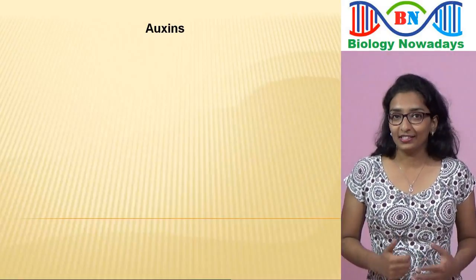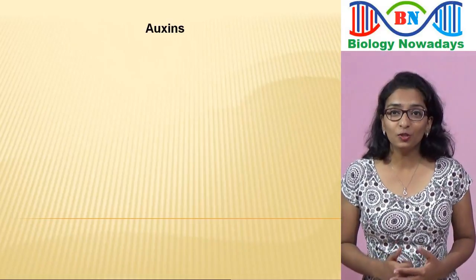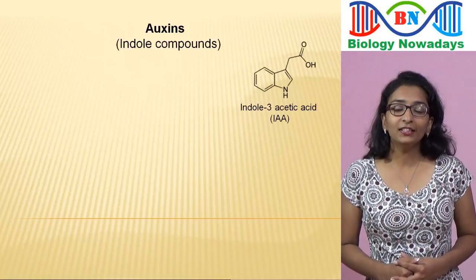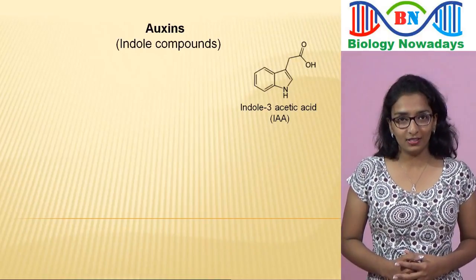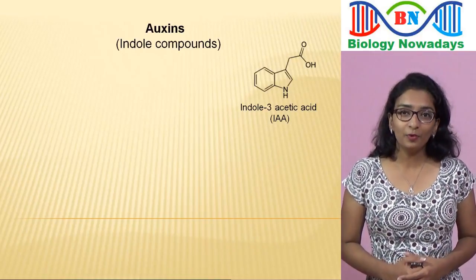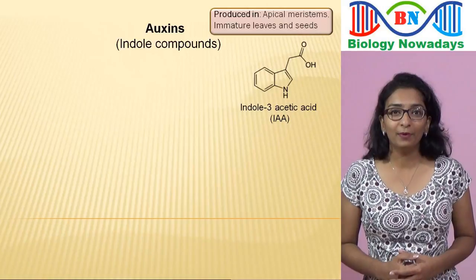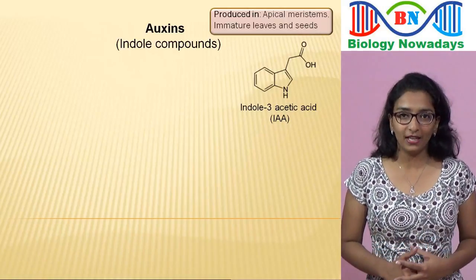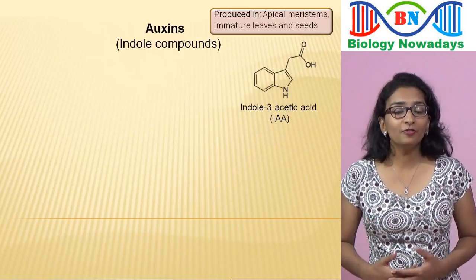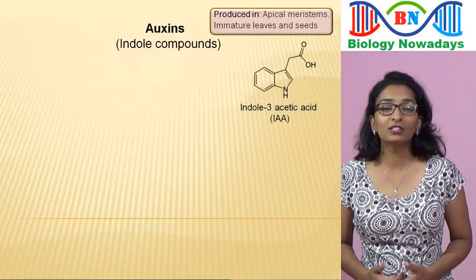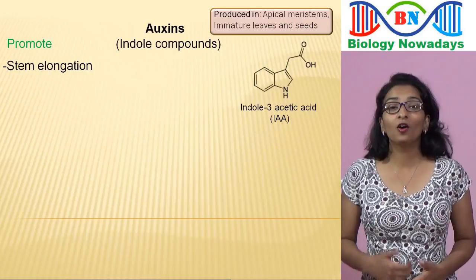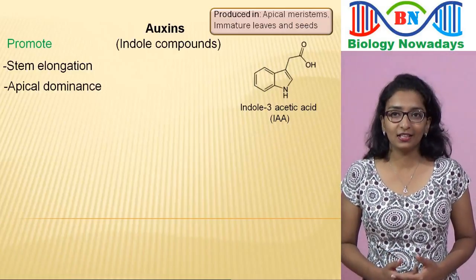First of all, auxins. They are indole compounds. Indole 3-acetic acid or IAA is the most common auxin. Auxins are produced in the shoot and root apical meristems or tips of a plant. They are also found in the immature leaves and seeds. Auxins promote stem elongation. They also promote apical dominance.